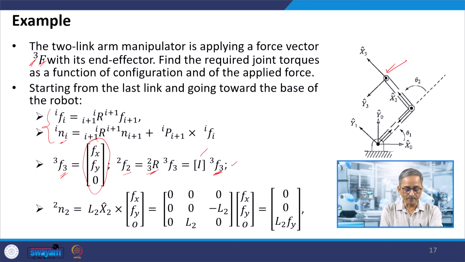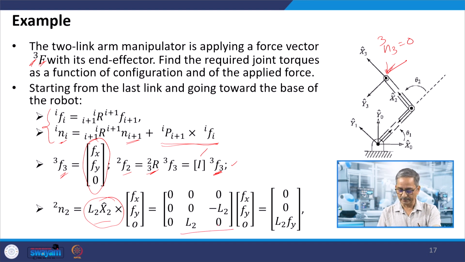If I am putting here 2, then I have N33 terms coming, but I assume that at the tip here this is N33, this is 0. There is no torque or moment acting at frame number 3 over here. So, this term will be 0, and I will have contribution only from this one. And this one I can write as a skew symmetric matrix over here, and I get this value.